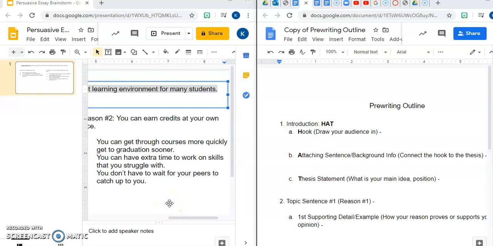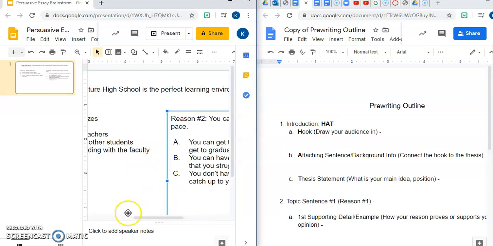Hi guys, so now we're going to work on your outline for your persuasive paper. So right now on my screen you're going to see that on my left hand side I have the essay brainstorm that we just looked at in the last module together. Mine is written again from the perspective of if the prompt were asking you about why Venture High School is a good place to be. Yours should be about an environmental topic.